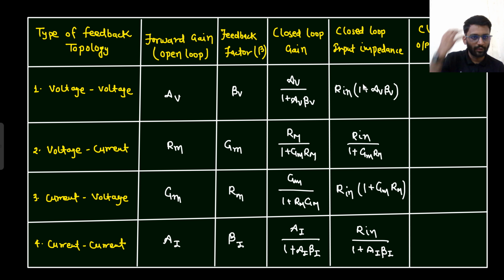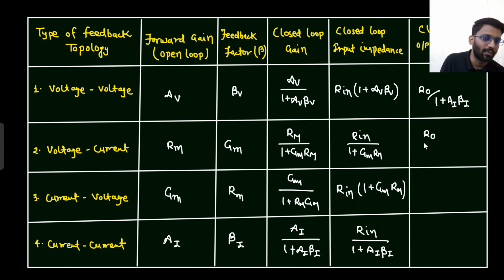What about output impedance? For a voltage amplifier, you would want your output impedance to be very low so that more and more voltage goes towards the load. So R0 upon 1 plus AV beta V. What about voltage current? What is the output? Output is the voltage. If output is the voltage, that means you want your output resistance to be as low as possible so that more and more voltage is going towards the load. R0 upon 1 plus GMRM.